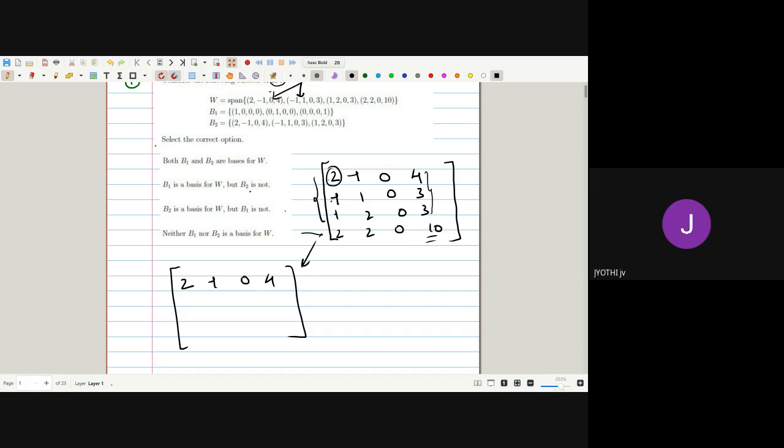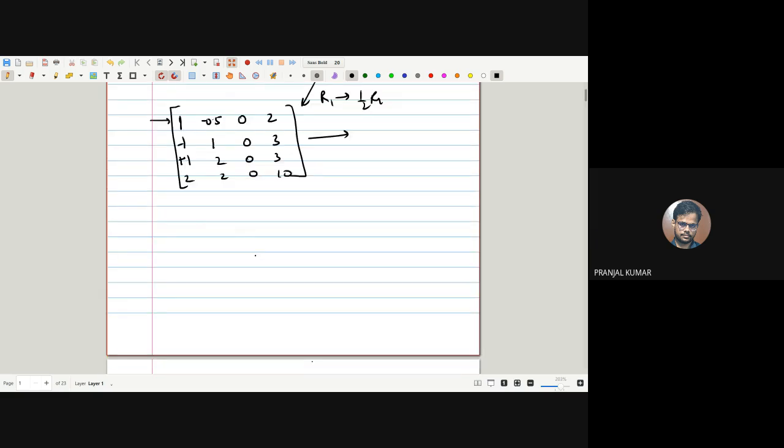So we can rearrange the rows, but right now we have a non-zero number at the pivot, so we need not rearrange the rows. What I'm going to do is scale this first row by 1 by 2. So this will become 1 minus 0.5, then 0, then 2. Then minus 1, 1, 0, 3. Sorry, this is plus 1. Plus 1, 2, 0, 3. Then 2, 2, 0, 10. Now we have to start cleaning down this pivot.